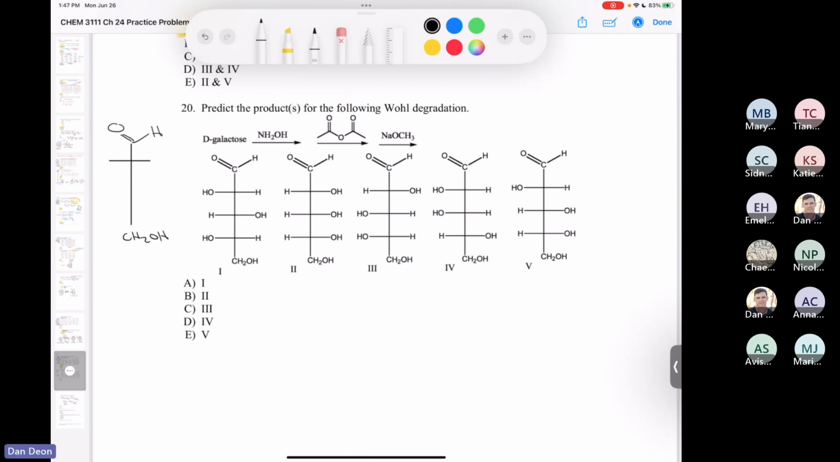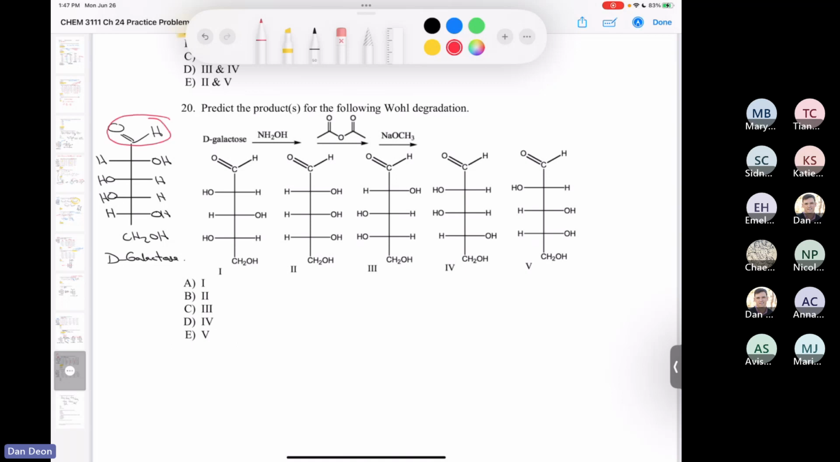So we have 1, 2, 3, 4 chiral centers. You can see why I didn't become a carbohydrate chemist. It can get tedious drawing all these. Anyhow, so there we go. This is D-galactose. And so what we're going to do is we're going to remove, sorry, this is where my mistake was.